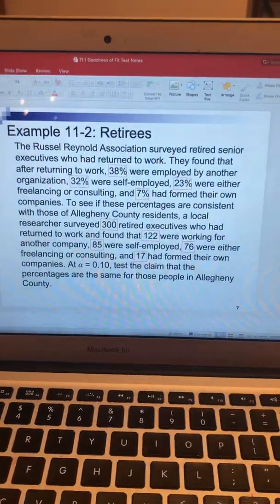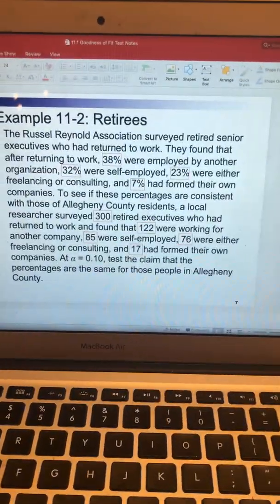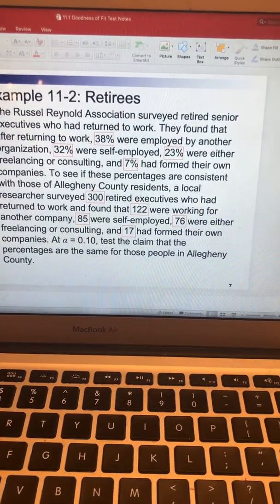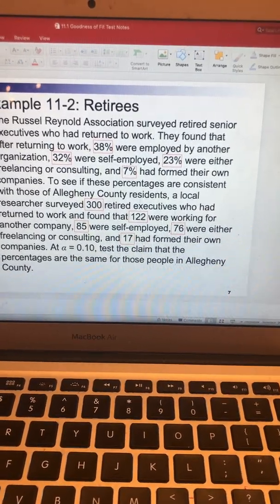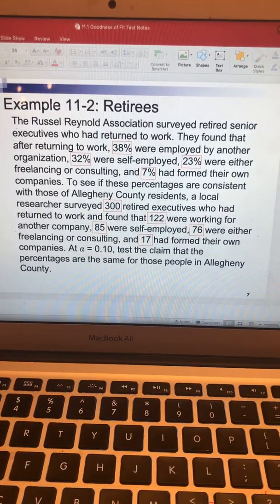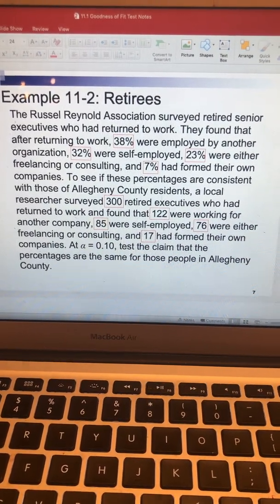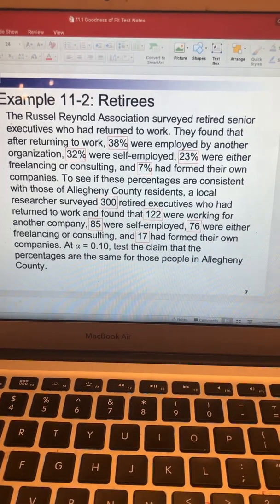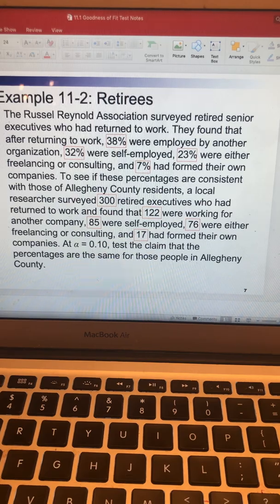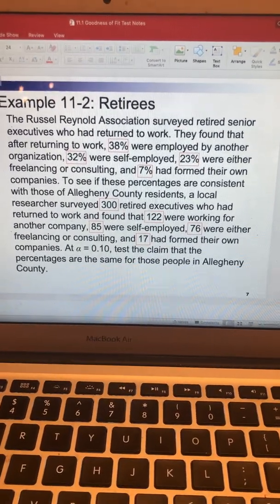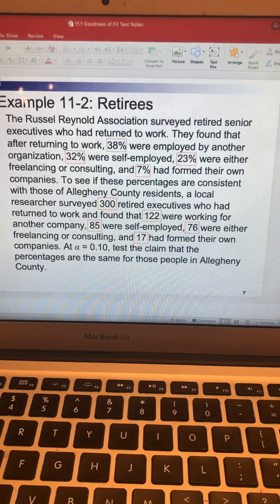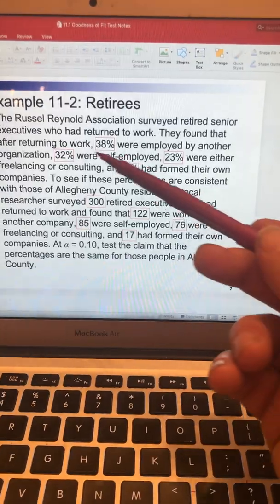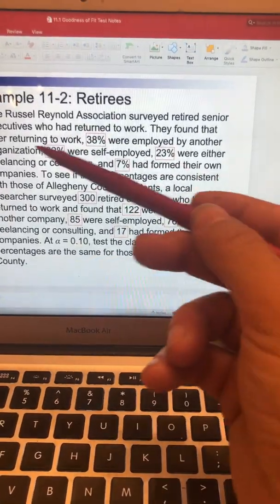Problem number 2. Okay, a little bit longer problem here, so we'll summarize it real quick. This group went out and surveyed some retired people, these executives, and asked them, once you retired, what did you do? They were really interested in those that returned back to work, and those fell into 4 categories. They were either employed by another organization, they became self-employed, they decided to do some consulting, or they ended up owning their own business or their own company. And you can see that these are the national averages. These are what they saw in general.